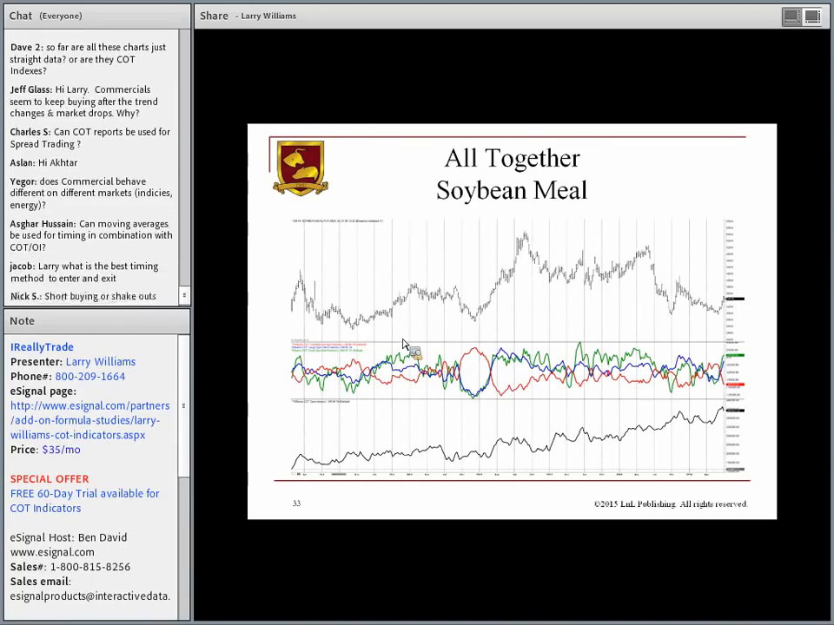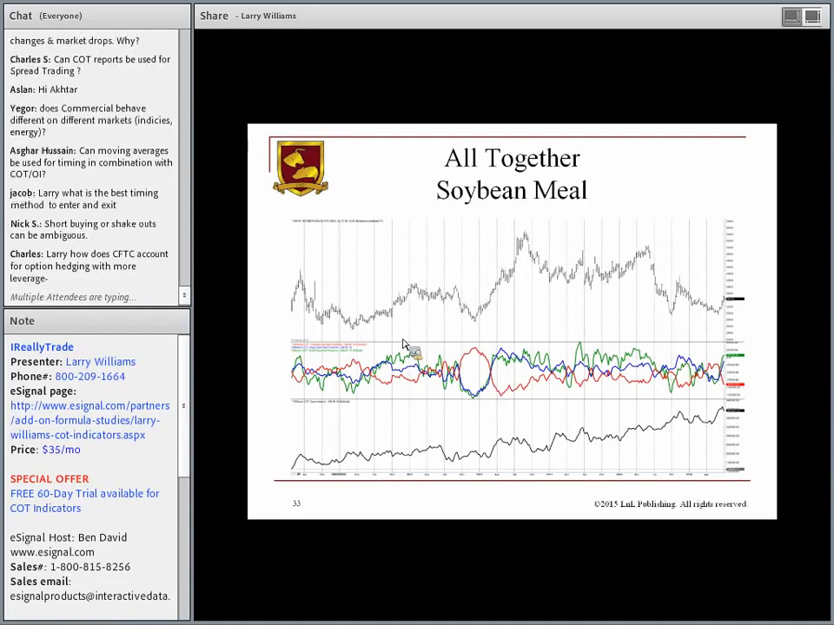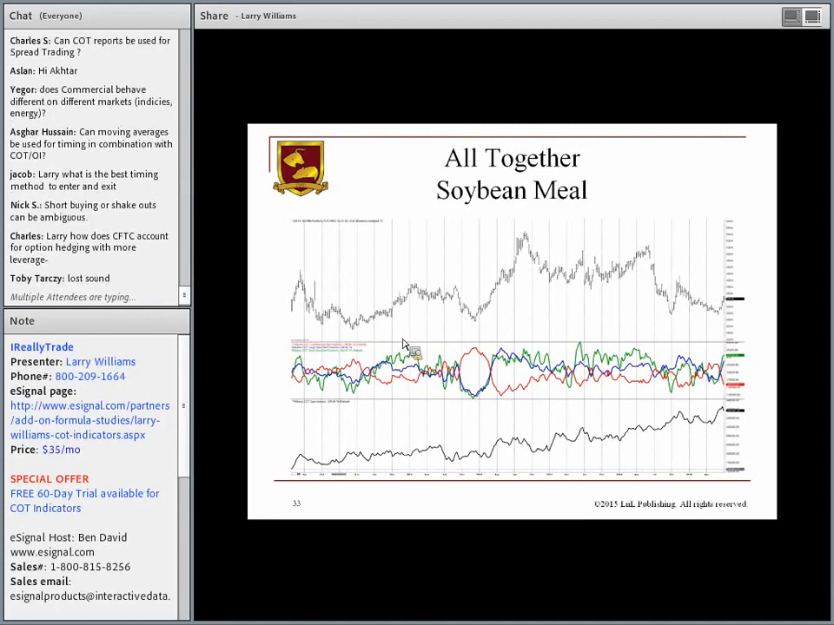What's the best timing model to enter and exit? Jake, the best model is to first find a condition, and not just a commercial position. I'd like to see 3 or 4 things there. Maybe commercials, maybe seasonals, maybe a spread, maybe open interest.